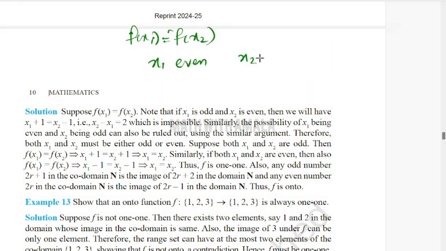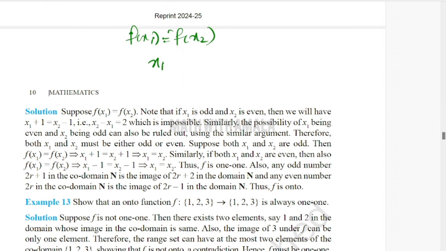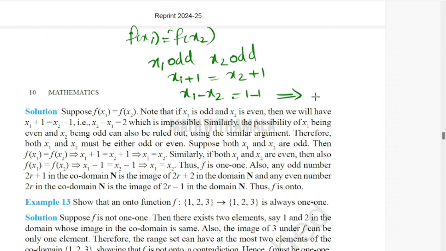The next case can be x1 is even and x2 also is even. Here x1 minus 1 and x2 minus 1 are equal. Then x1 minus x2 is equal to minus 1 plus 1, that is 0, which implies x1 equal to x2. Hence it is 1-1. Hence the even cases are holding the property 1-1. Now let's take x1 odd and x2 odd. Both are odd. Here you will get x1 plus 1 is equal to x2 plus 1. x1 minus x2 equal to 1 minus 1. Again x1 is equal to x2. Here this is also 1-1.